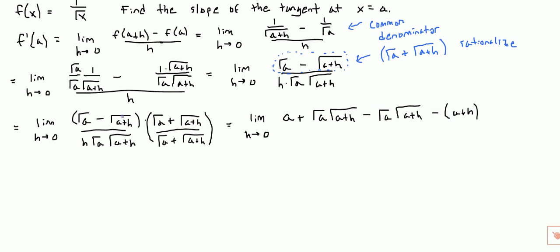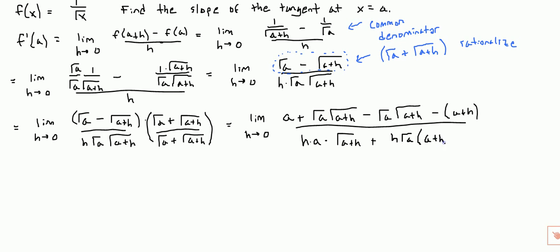That's from these two terms, the negative root a plus h and the positive root a plus h. And we have this whole denominator, right? So that's going to be h. So I'm multiplying this part by root a. The root a's are going to become just an a. So h times a times root a plus h. Plus, okay, so now root a plus h times root a plus h. That's going to become a plus h.